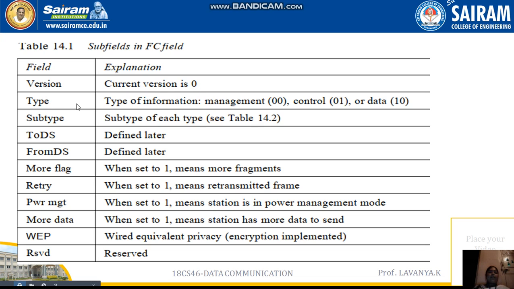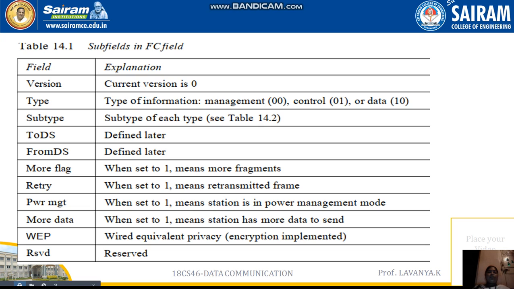The next one is type, which means what type of information the frame is going to contain. If it is management information, the data will be 00. If it is control information, the data will be 01. If it is data information, the value will be 10. Then the next one is the subtype field, which stores which type of data the frame carries.